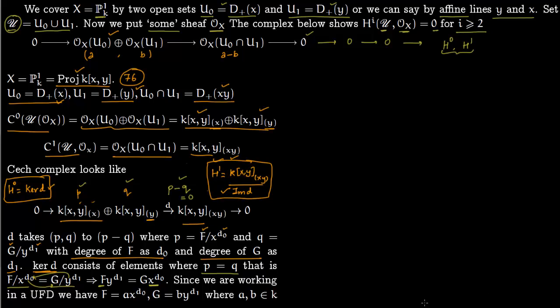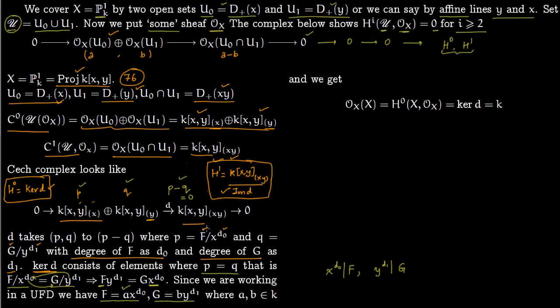So x^d0 should divide f because we are in a UFD, and y^d1 should divide g. So that means f is of the form a x^d0 and g is of the form b y^d1. Now you plug this into p, you get p equals a, and you plug it into q, you get q is equal to b. So you get p equals q if you have a equals b.